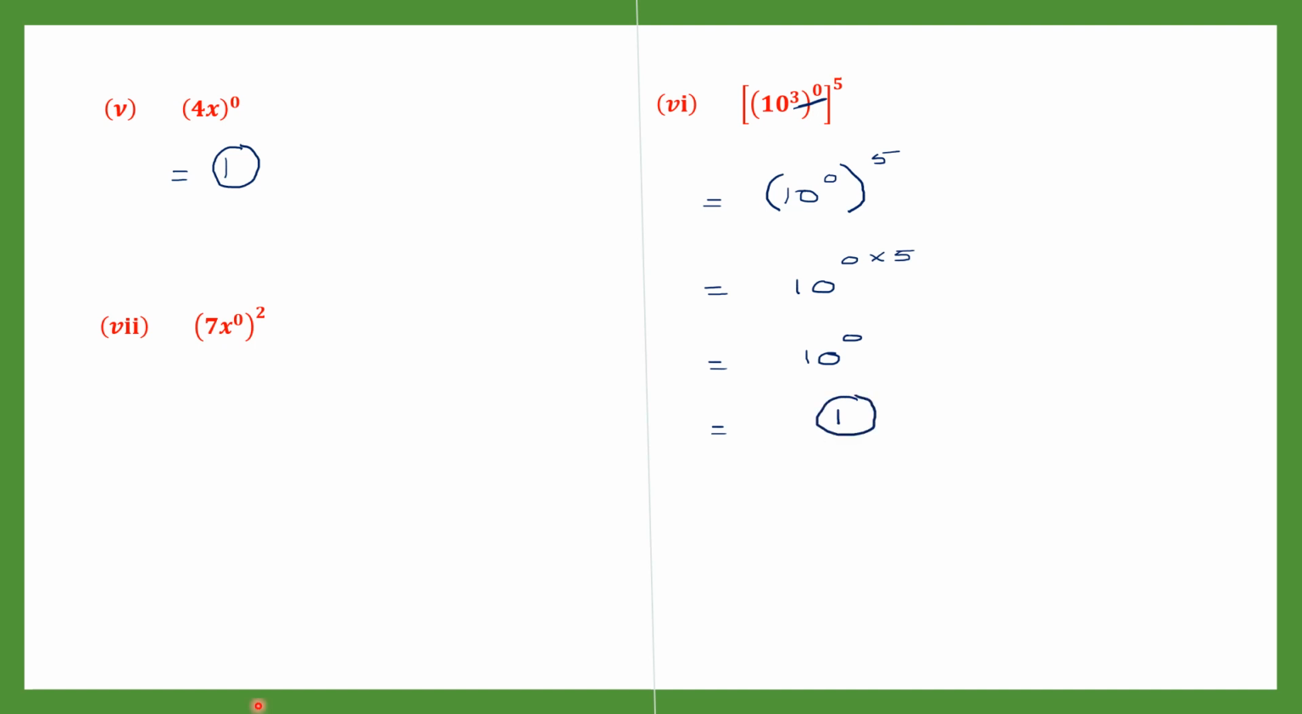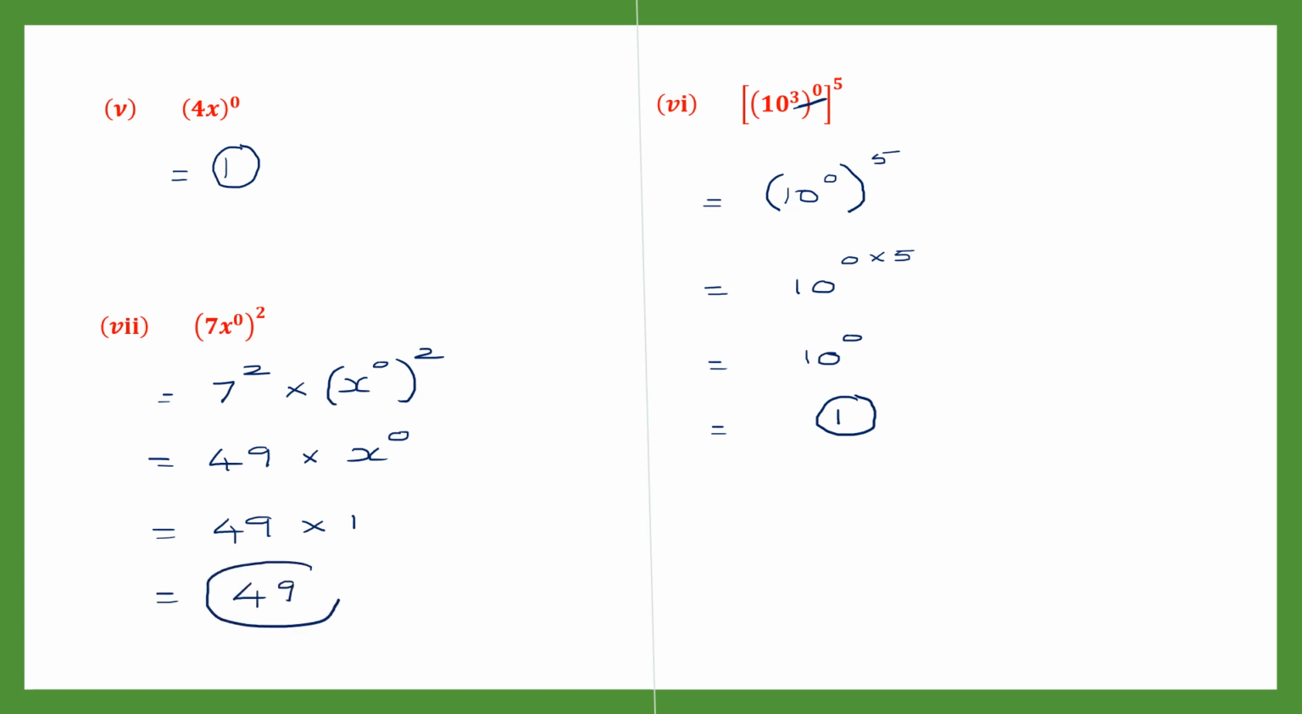Question 7. So here we have 7x to the power of 0, the whole thing into 2. So that means 7 is raised to the power of 2, and x, which is raised to the power of 0, is now raised to the power of 2. So this is 7 raised to the power of 2 into x, which is raised to the power of 0, is again raised to the power of 2. So 7 sevens are 49 into x to the power of 0 into 2 is 0. So this is 49 into 1. 49 into 1 is 49. So this is our answer.